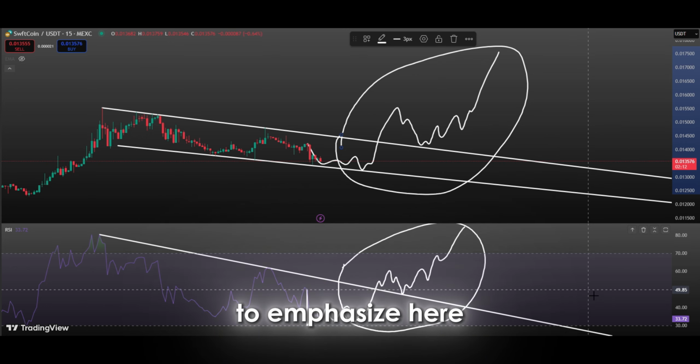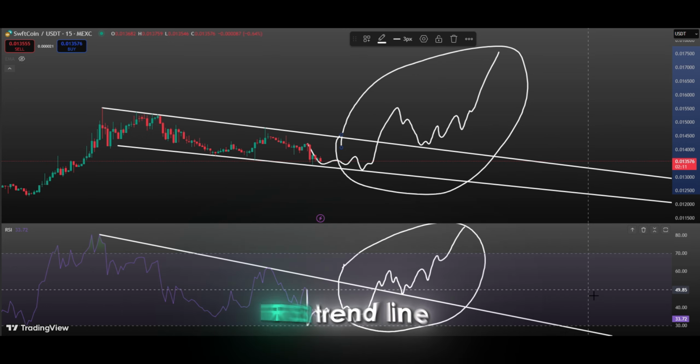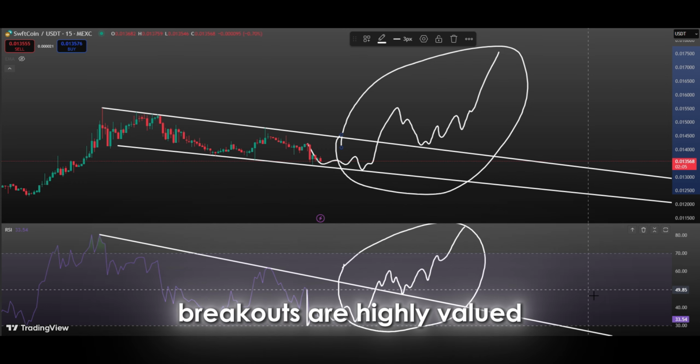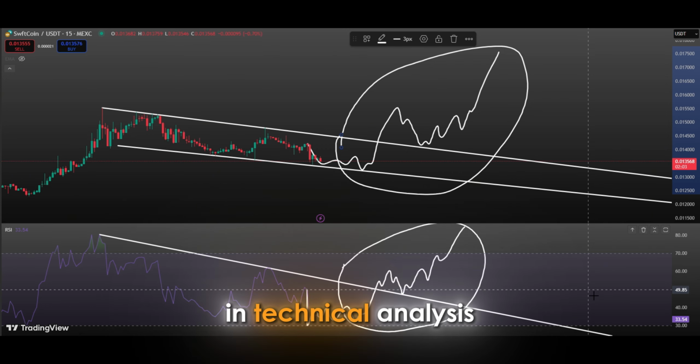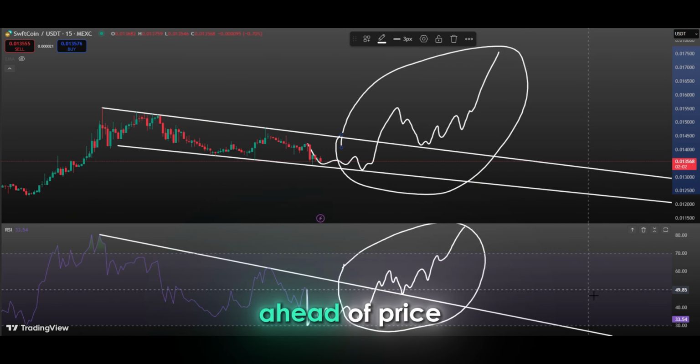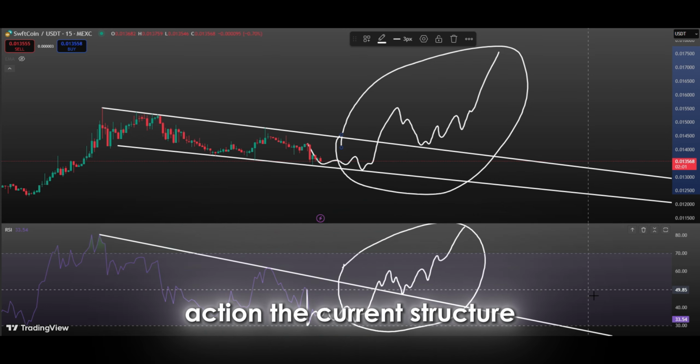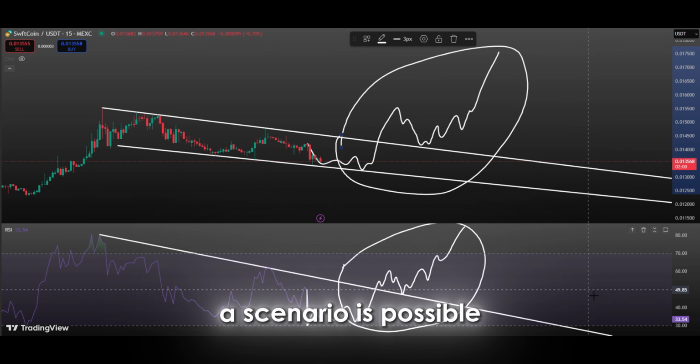It is important to emphasize here, RSI trendline breaks often precede price action. So, if RSI breaks a downward trend line, this can be an early signal that the price may also end its downtrend and begin to rise. Such RSI breakouts are highly valued in technical analysis because they often produce signals ahead of price action. The current structure on the chart suggests that such a scenario is possible.